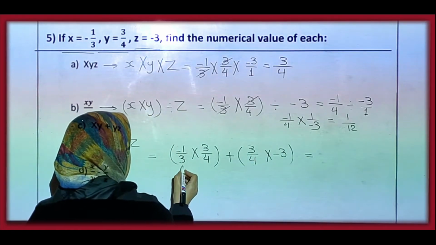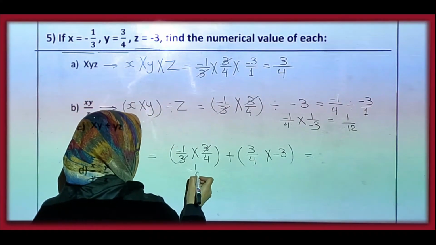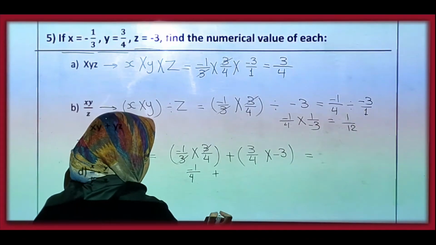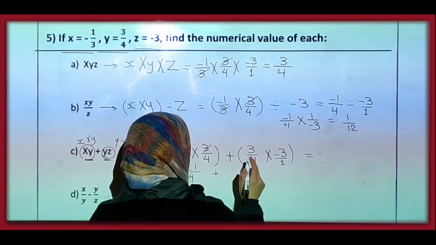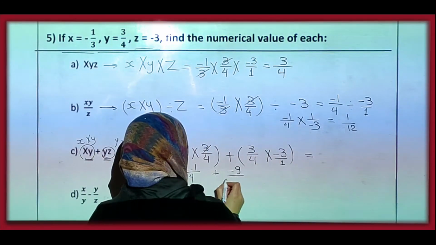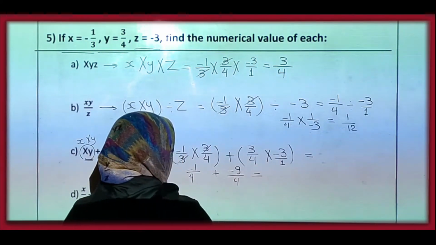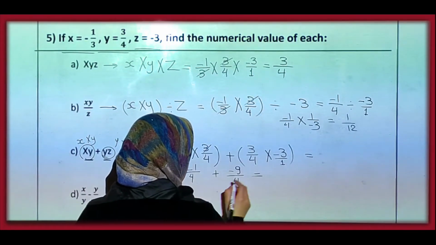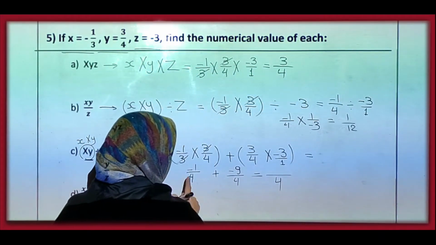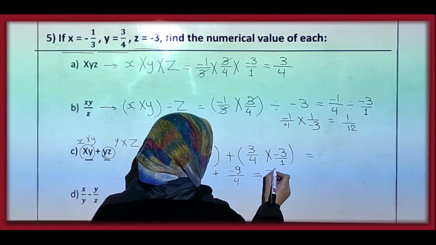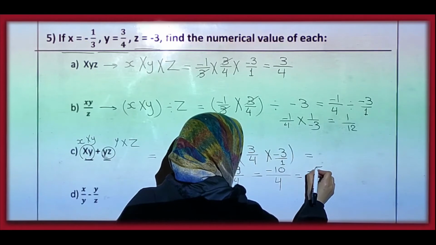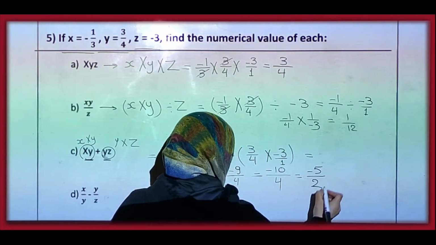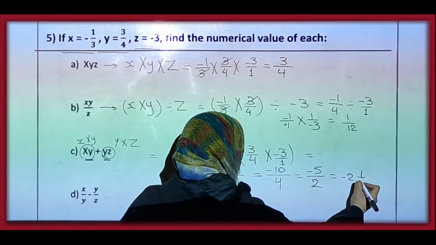The product here is, cancel the 3 with 3, equals negative 1 over 4 plus negative 3, we can write over 1. 3 by negative 3 equals negative 9. 4 multiply 1 equals 4. By adding the two rationals, we get common denominator 4. Negative 1 plus negative 9 equals negative 10. It's not simplest. We simplify it. Equals negative 5 over 2 or negative 2 and a half.